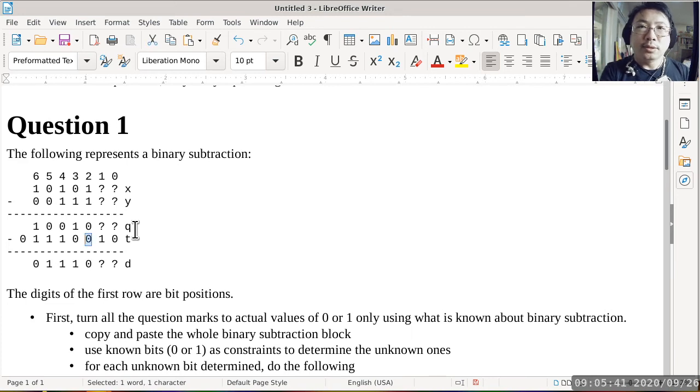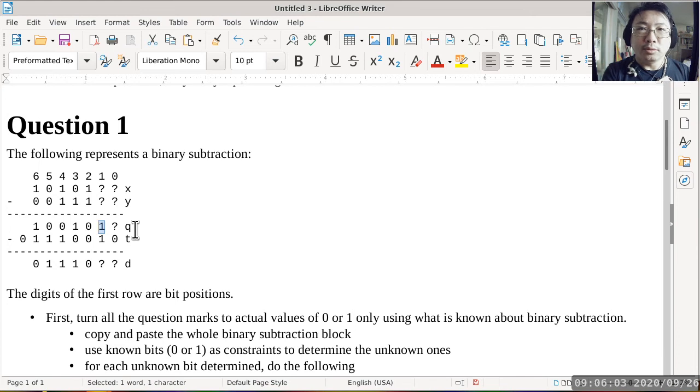Now we have this 0, and I think we might have seen this scenario already, so let's just work out the entire thing. This 0 means we do not have a borrow from bit 1. So whatever the 1 is being subtracted from has to be a 1, so as not to end up with a borrow.